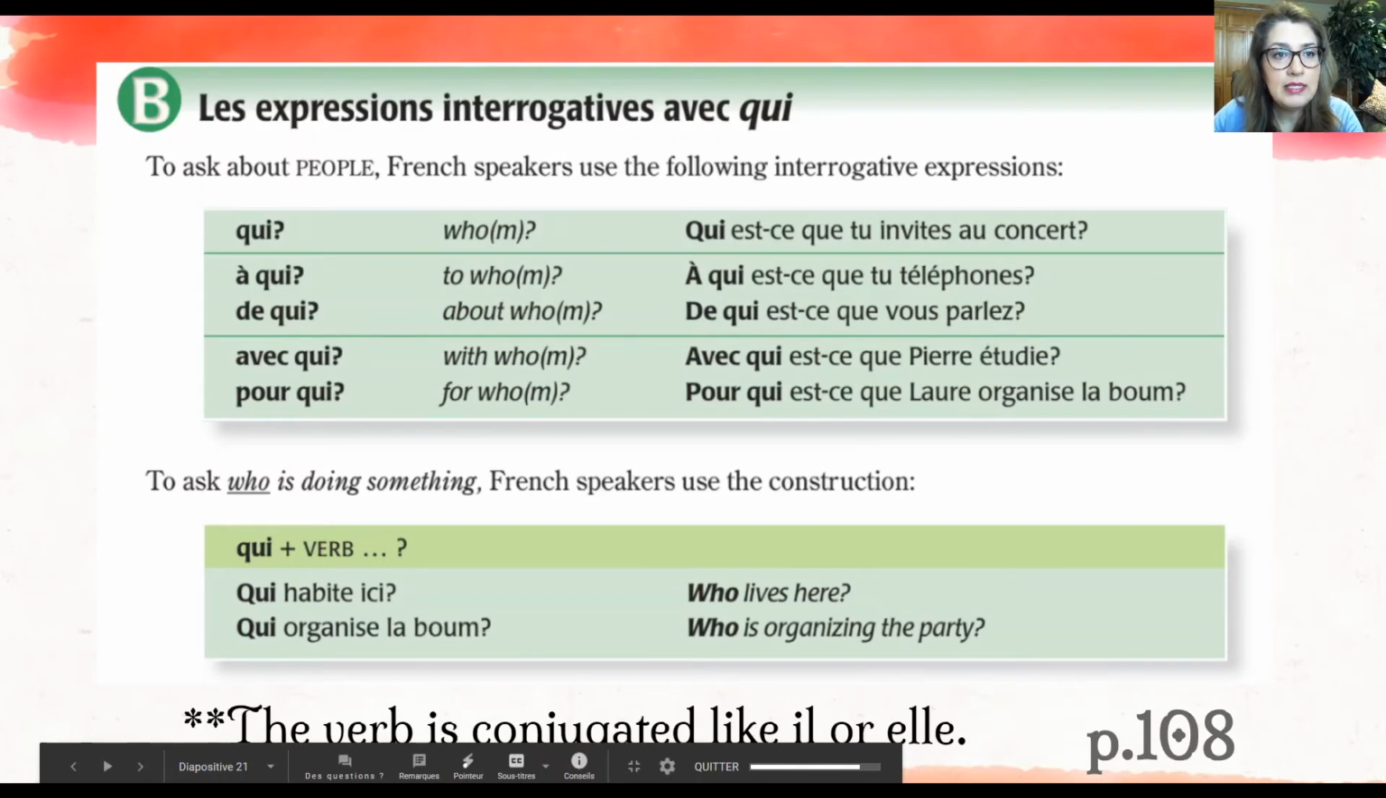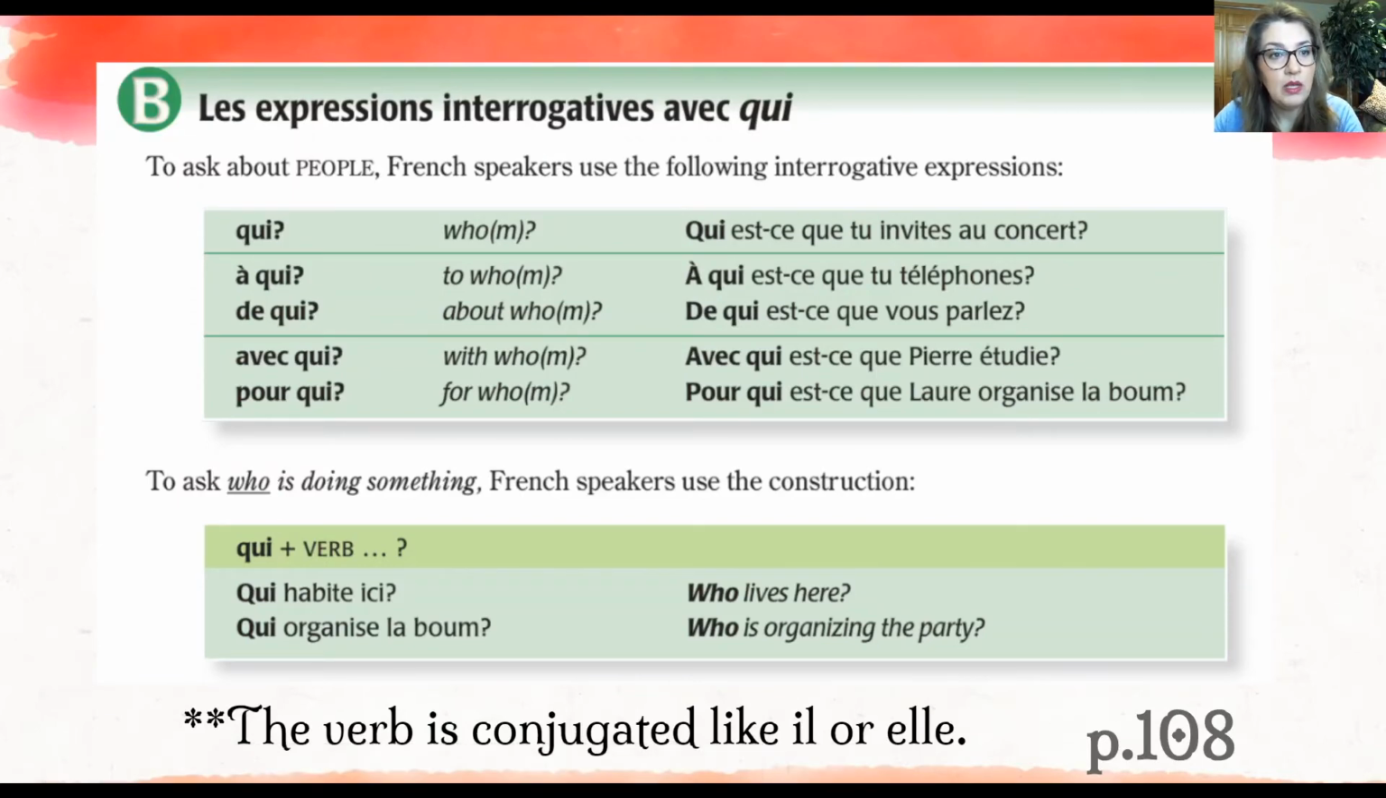Okay, les expressions interrogatives avec qui. So to ask about people, French speakers use the following interrogative expressions or question words. Qui, who or whom. Qui est-ce que tu invites au concert is an example. Who do you invite or who are you inviting to the concert? If you put à in front of qui, it turns to à qui and it means to who or to whom. Example, à qui est-ce que tu téléphones? Whom are you calling? À qui est-ce que tu téléphones?